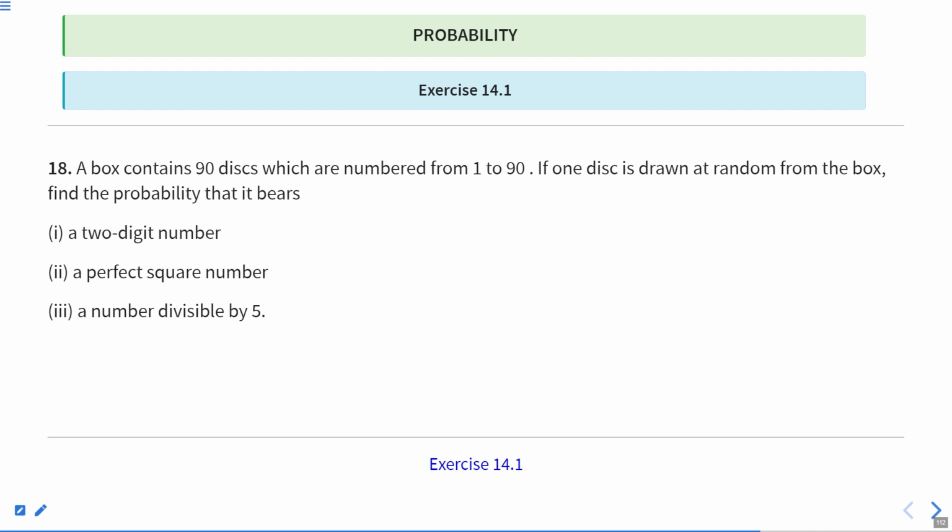In the next problem, we have a box that contains 90 discs which are numbered from 1 to 90. If one disc is drawn at random from the box, then find the probability that it bears a 2-digit number, second a perfect square number, and third a number divisible by 5. So here we have to find the probability that it bears a 2-digit number, then the probability that it bears a perfect square number, and then the probability that it bears a number divisible by 5. Let us solve this problem.